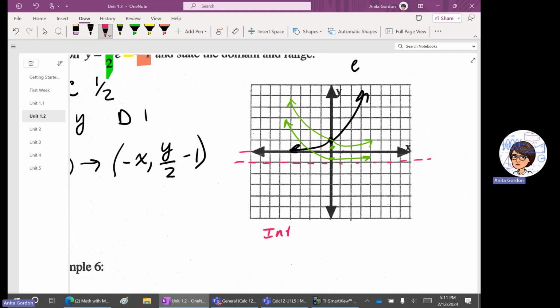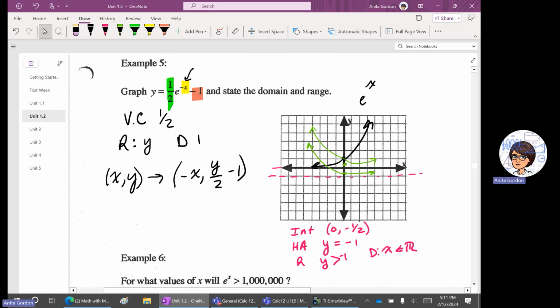My intercept is at 0, -1/2. My horizontal asymptote is at y equals -1. My range is that y has to be greater than -1, and my domain maintains that x is still a real number. There we go. So we can still do transformations as we would with the regular functions.